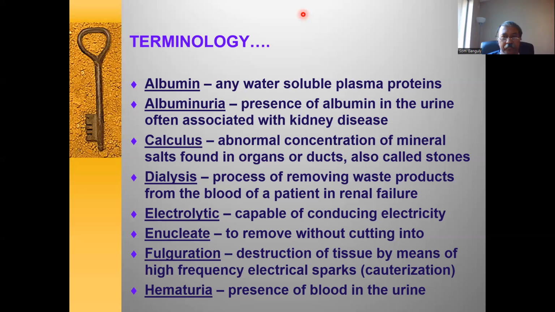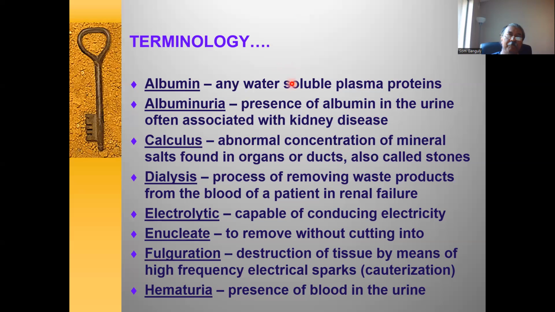Also, fulguration means when there is a bleeder actively bleeding inside the bladder and the surgeon sees it in the endoscope and controls it using the bovie, that is also called fulguration. So they are coagulating that bleeder.